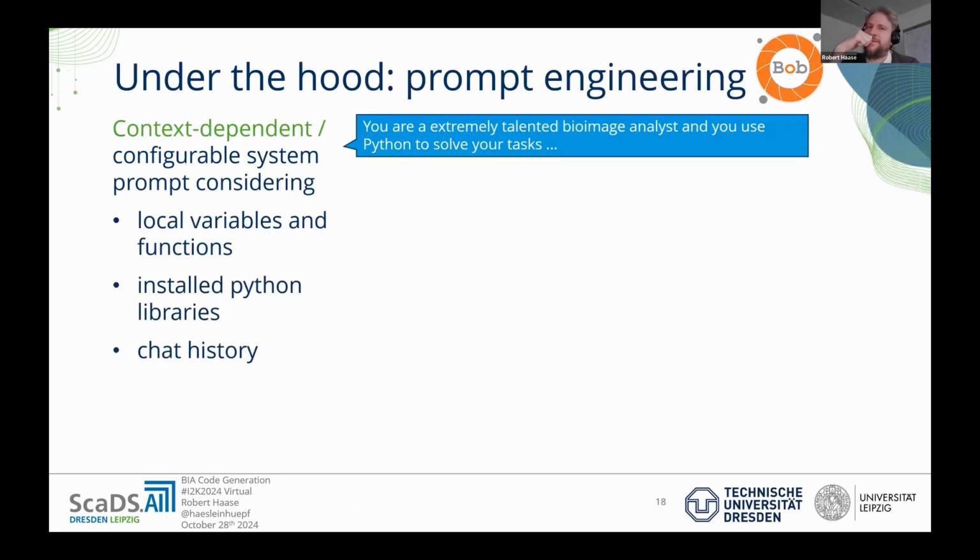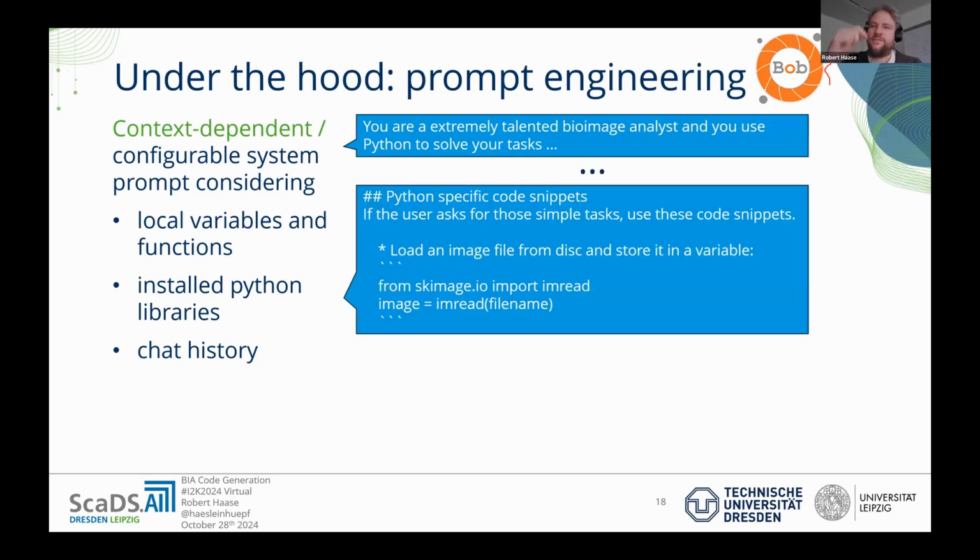And I would like to explain a little bit how it's working under the hood. I mentioned already these long context prompts. What bia-bob is doing is that it is not just providing the sentence you were saying to the language model, it is putting some additional information in there. For example, a very common sentence, you may read this often when you talk to people who work with language models: we introduce the language model to the scene, to the scenario it is in. You are an extremely talented bioimage analyst and you use Python to solve your task. It's basically the first sentence the language model will see.